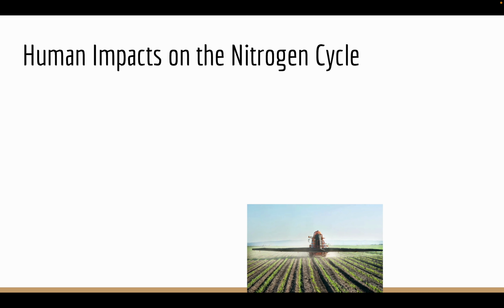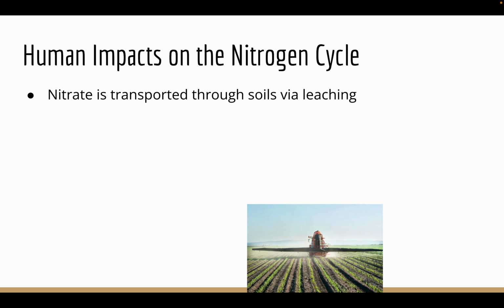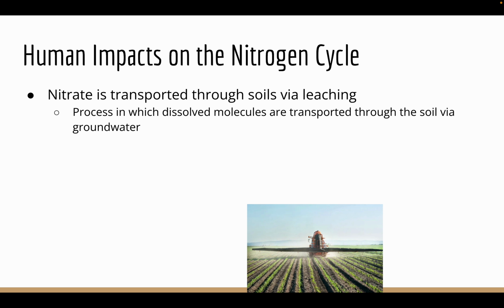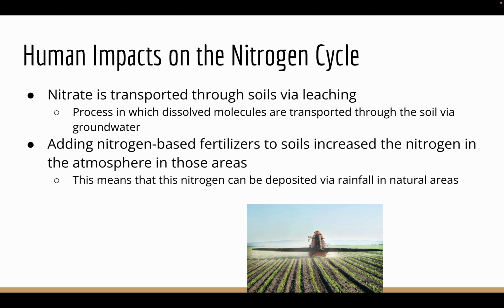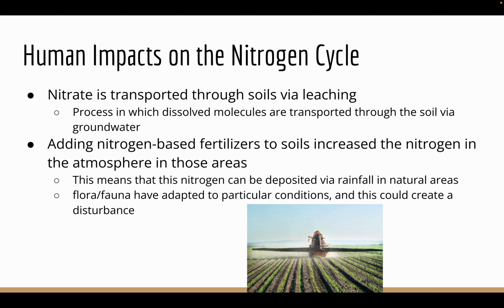Now, humans have impacts on the nitrogen cycle just like they do with the carbon cycle or the phosphorus cycle. Nitrate is transported through soils via leaching, a process in which the dissolved molecules are transported through the soil via groundwater. We talked about this when we were doing terrestrial biomes. Adding nitrogen-based fertilizer to soils increases the nitrogen in the atmosphere in those areas. We find that through multiple studies. This means that this nitrogen can be deposited via rainfall in natural areas, which can then affect the flora and fauna there that are adapted to very specific conditions, and this can create some kind of disturbance or disruption that could favor some species and hurt others.